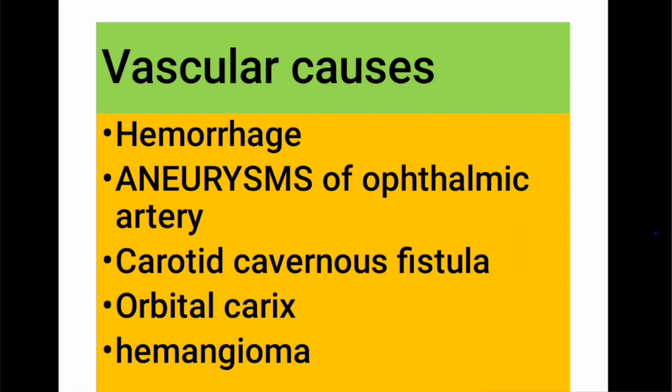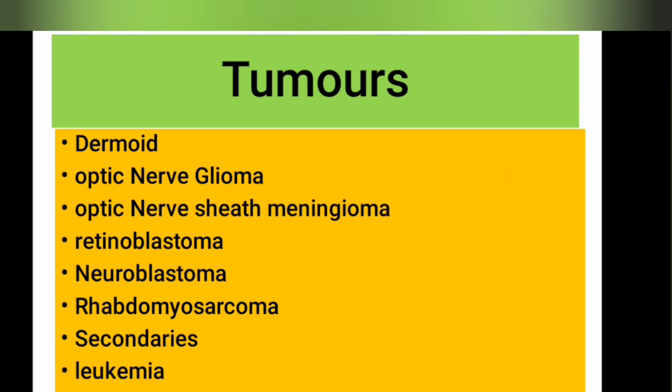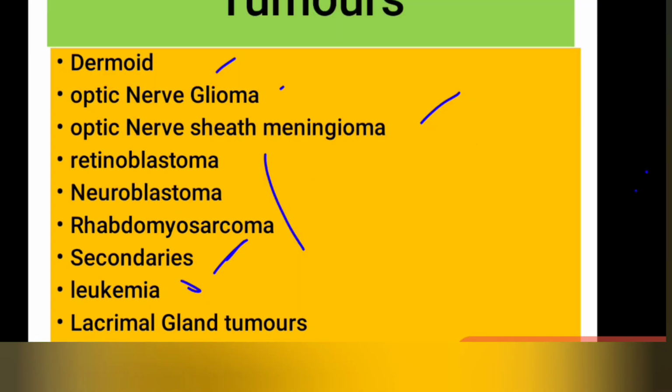For the vascular causes, we have hemorrhage, aneurysms of the ophthalmic artery, carotid cavernous fistula, orbital varix, as well as hemangioma. The tumors which can lead to unilateral proptosis are the dermoid, optic nerve glioma, optic nerve sheath meningioma, retinoblastoma, neuroblastoma, rhabdomyosarcoma, or secondaries from elsewhere, or leukemia, and even lacrimal gland tumors.